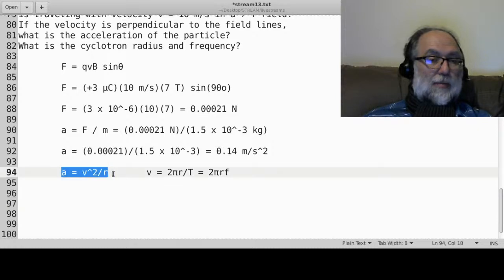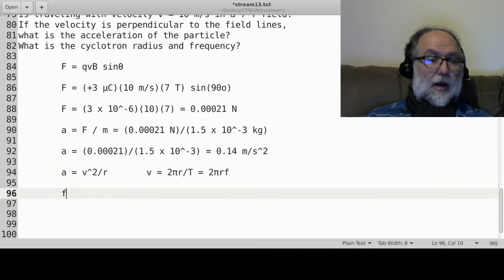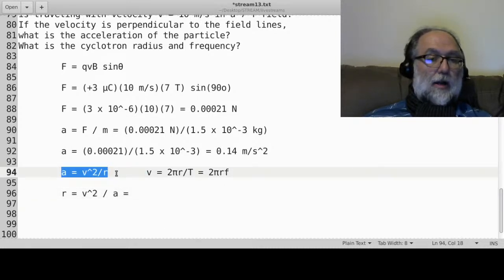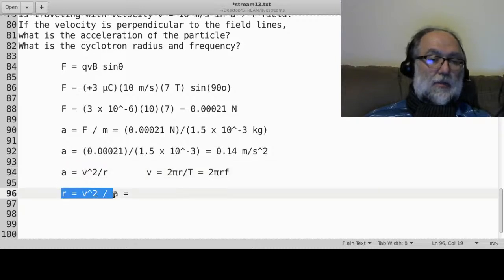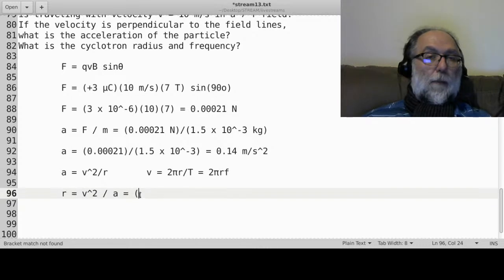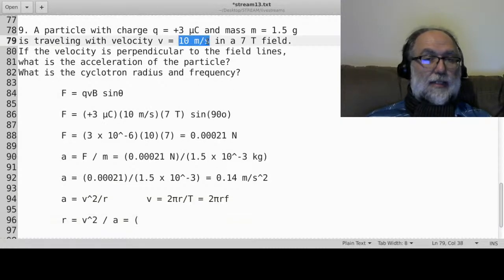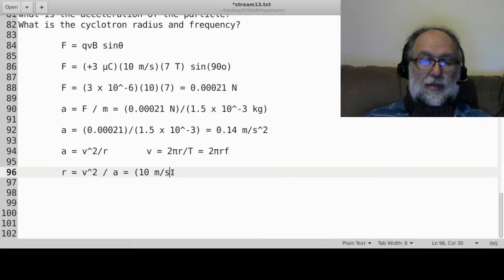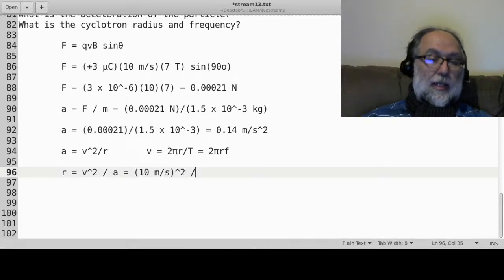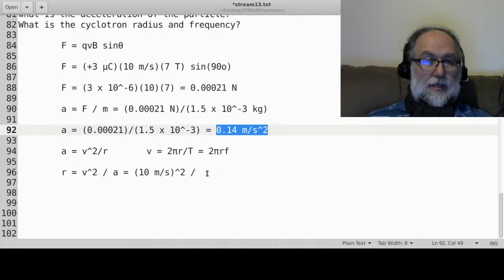So to get the radius, this is probably the one you want: a is equal to v squared over r. But since you want the radius, you rearrange it, so r is equal to v squared divided by a. What did I do? I multiplied both sides by r and divided both sides by a, and that gives me r equals v squared divided by a. V, because in uniform circular motion, v doesn't change. It's uniform, that's what the word uniform means. And I tell you that it's 10 meters per second. So great, the velocity is 10 meters per second, and you want to square that. And the acceleration we found is this, like that.